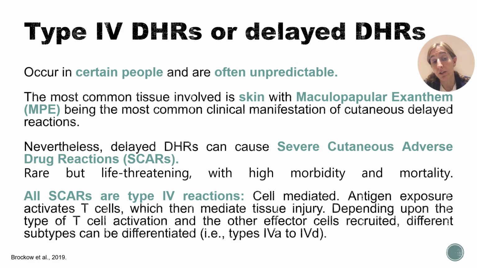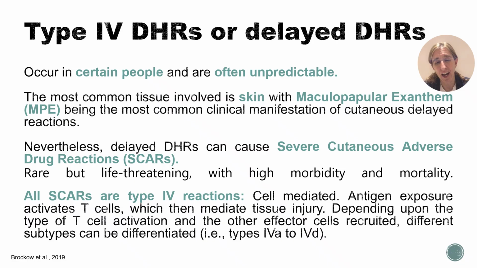So if we focus today on type 4 hypersensitivity reactions, or delayed drug hypersensitivity reactions, we have to mention that they occur in certain people and are often unpredictable, and this is very important on the matter of clinical diagnosis. The most common tissue involved is the skin, with maculopapular exanthema being the most common clinical manifestation of cutaneous delayed reactions. Nevertheless, these reactions can go beyond the skin, and we can have delayed drug hypersensitivity reactions causing severe cutaneous adverse reactions, what we call SCARs. They are rare, but very life-threatening with high morbidity and mortality.